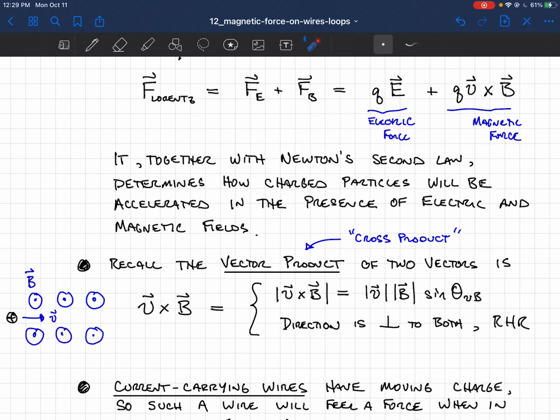And then I want to close my fingers in the direction of B. So I see that B points out of the screen. So that means I want to twist the wrist of my right hand so that my palm is facing me, and then close my fingers towards me, and I see that my thumb points down. So it chooses the direction down. So v cross B is down.